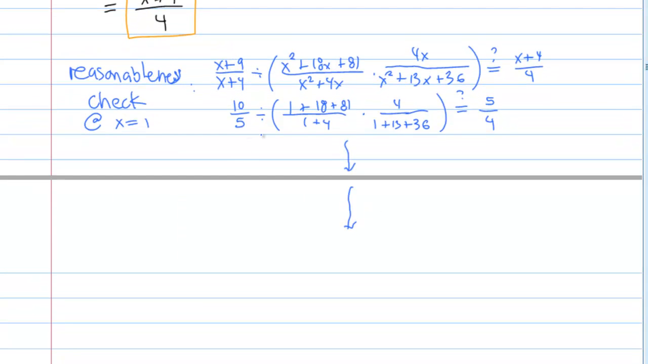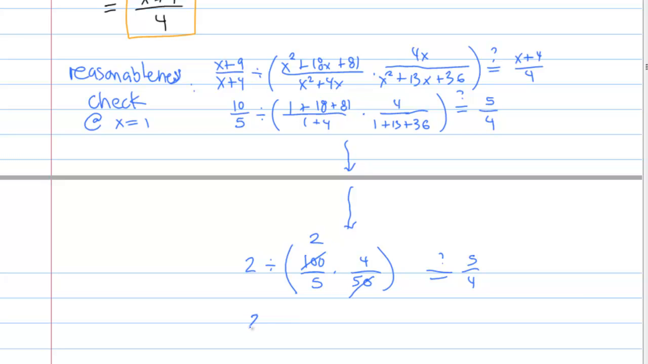So let's handle the expression on the left-hand side. 10 divided by 5 is 2. On the top, we've got 1 plus 81, which is 82, plus 18 is 100, divided by 5, times 4 over 1 plus 13 is 14, plus 36 is 50. And the question is, is that the same thing as 5/4? Well, let's see. 50 goes into 100 twice.